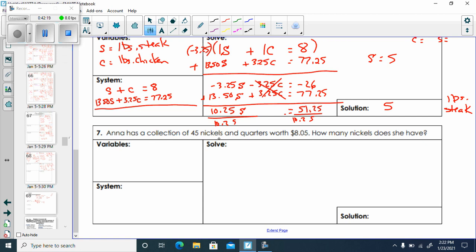Anna has a collection of 45 nickels and quarters worth $8.05. How many nickels does she have? This is the number of nickels. Always put your solution down here, what we're looking for. Now variables. We're talking about N is our number of nickels. So this is what we're talking about. Q would be our number of quarters.